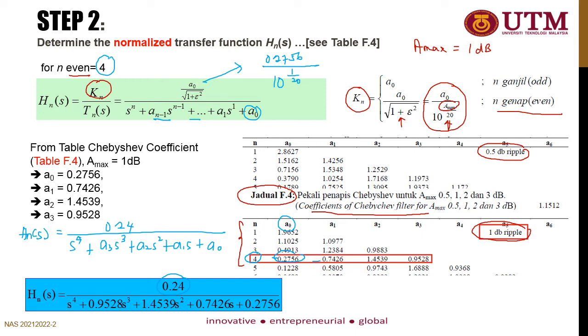Now once you have the general equation, you can put in all the coefficient values. So here it is 0.24 divided by s to the power of 4 plus your A3, which is 0.9528 s to the power of 3 plus ... Just put in your A values. So this is your normalized transfer function.